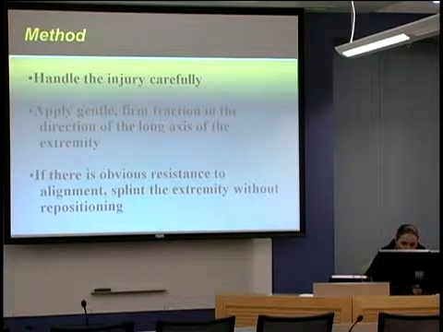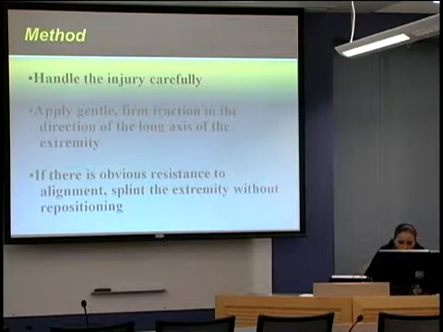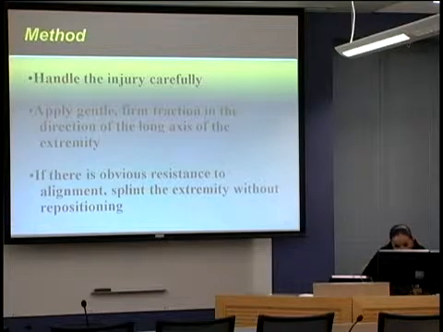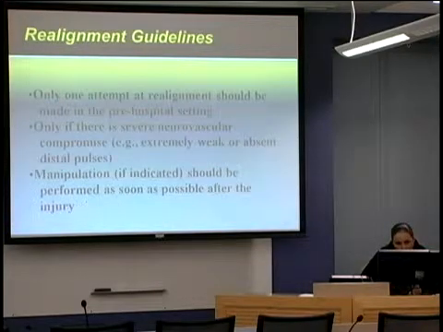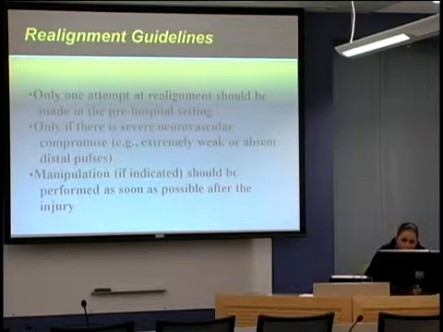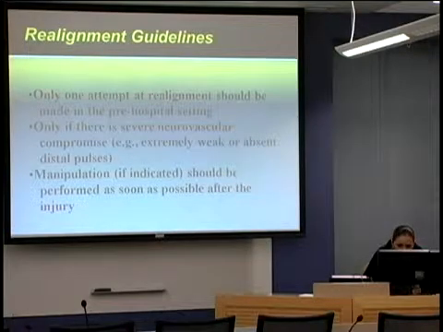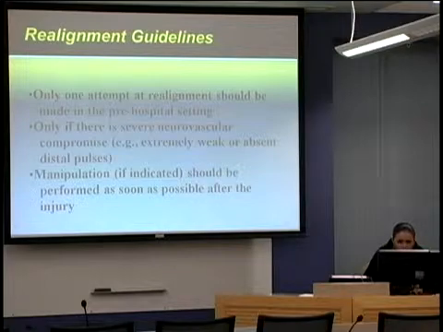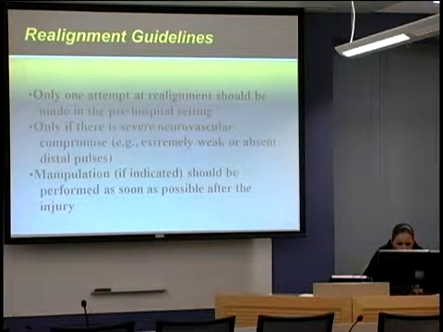Handling the injury carefully, apply gentle, firm traction in the direction of the long axis of the extremity, and if there is obvious resistance to alignment, splint the extremity without repositioning. As I said, only one attempt at realignment should be made in the pre-hospital setting. Only if there is a severe neurovascular compromise, such as extremity is weak or absent distal pulses, manipulation, if indicated, should be performed as soon as possible after the injury.